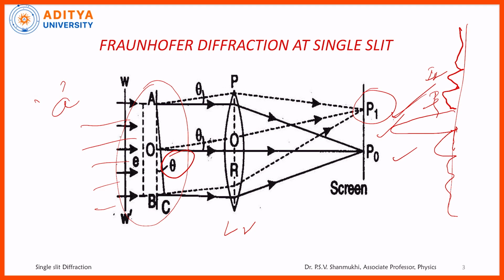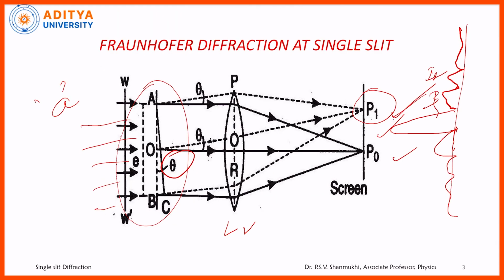For that, I am taking a rectangular slit whose width is small a and whose length is perpendicular to the plane of the paper. From the side, the light rays are entering, and because of diffraction, there is a bending of light. The angle of deviation is given by theta.